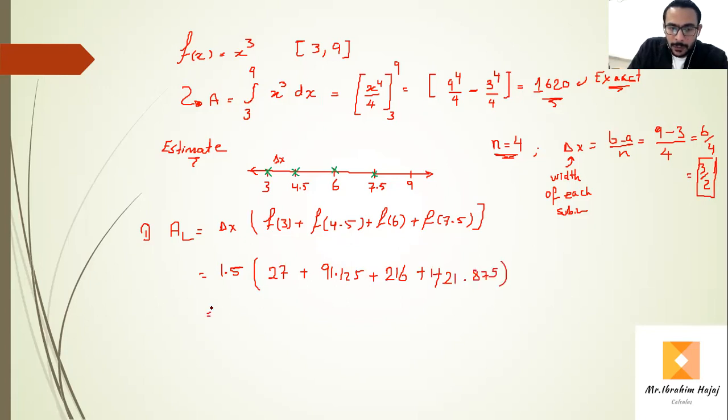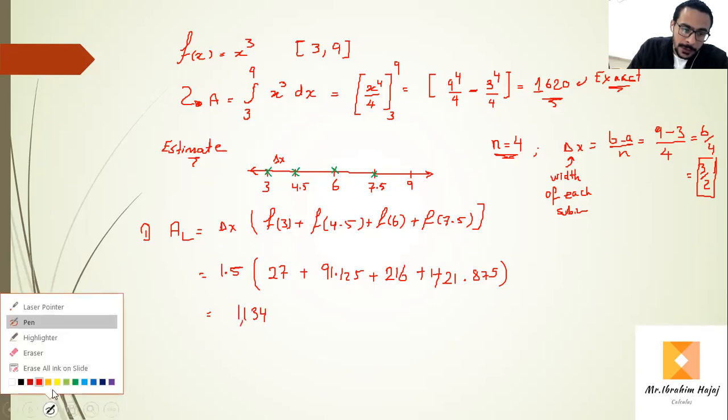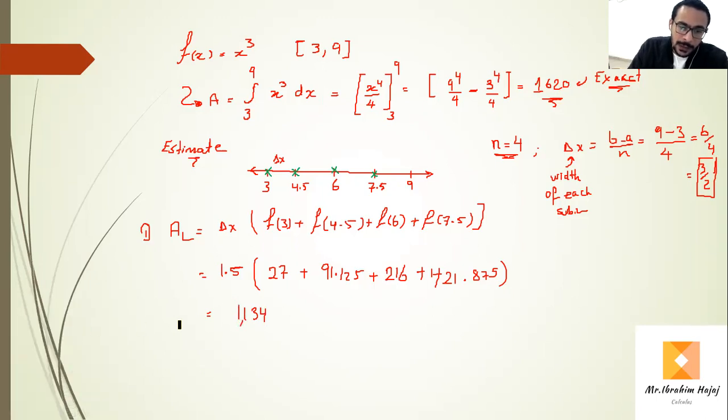It's 421.875. When we add all up and multiply the answer by 1.5, we have 27 plus 91.125 plus 216 plus 421.875, which gives 756. Multiply by 1.5, it's 1134. This is your approximate area using the left endpoints. So it's simple now.